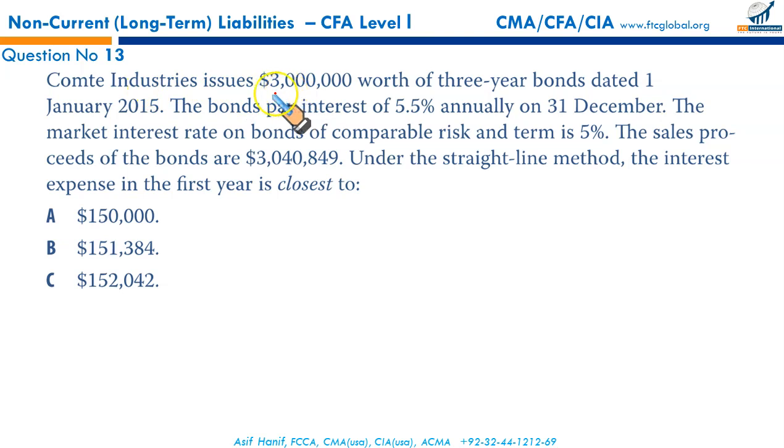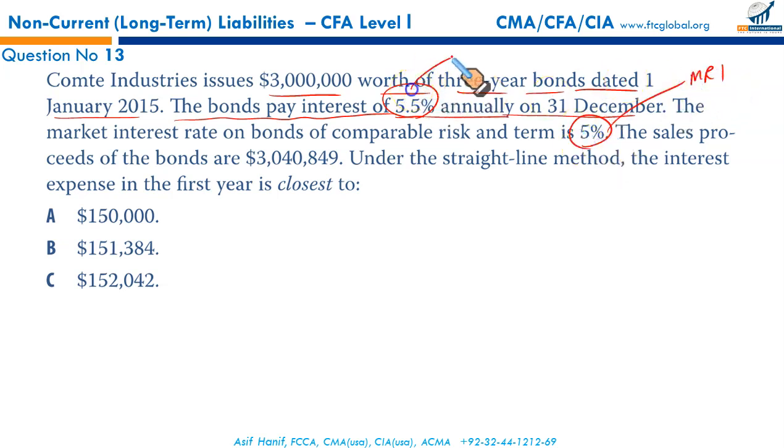Compt Industries issues 3 million worth of 3-year bonds dated 1st January 2015. The bonds pay interest of 5.5% annually on December 31st. That's the coupon. The market interest rate on bonds of comparable risk and term was 5%. This is your market rate of interest and this is your coupon rate. Your coupon is more than the market rate, so it's going to be a premium bond. The sale proceeds of the bonds brought you 3.04 million.